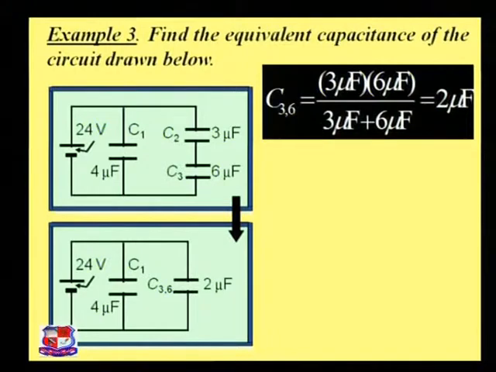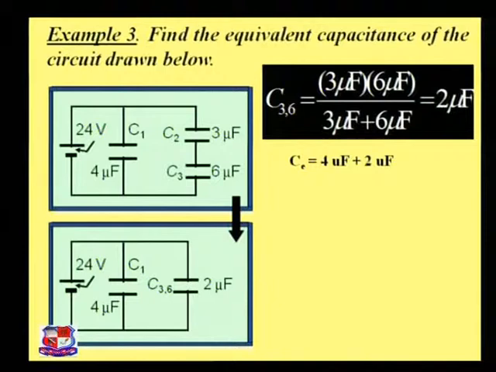Now in this example, you can replace the capacitors using equivalent capacitance values. C1 is 4 microfarad, and C2 and C3 are in series form, 3 and 6. So C1 is 4 microfarad, and for C2 and C3 we get 6 into 3 by 6 plus 3, that is 18 by 9, that is 2 microfarad. So this is the equivalent capacitance value.